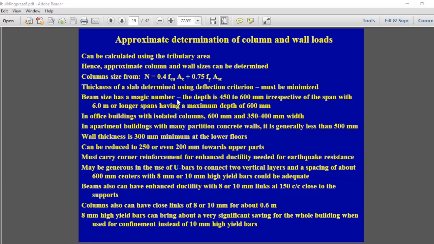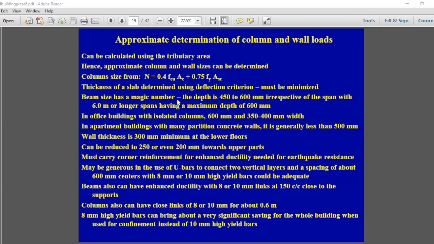And also we need to provide some additional reinforcement in the form of links at the top of the walls, top of the columns, and bottom of the walls and bottom of the columns to provide additional ductility. And in addition to that, in columns and walls, it's better to use high yield bars as the links than mild steel.